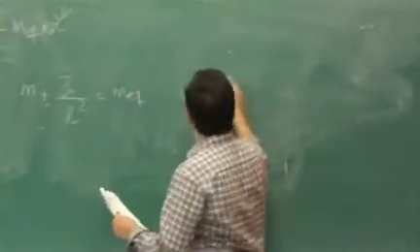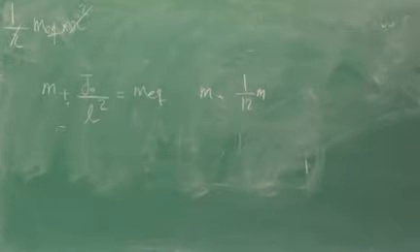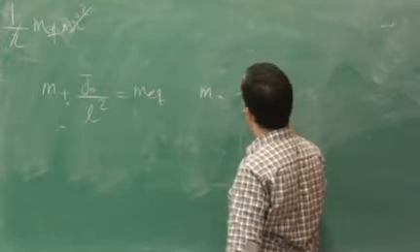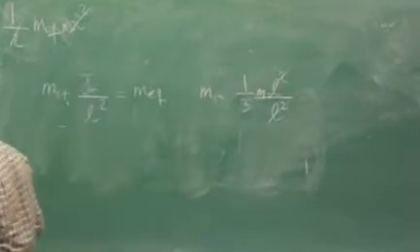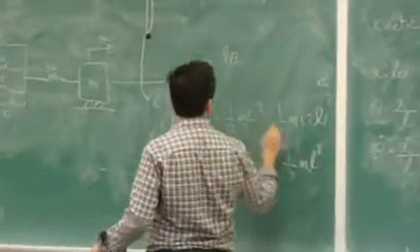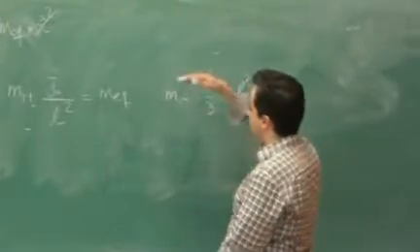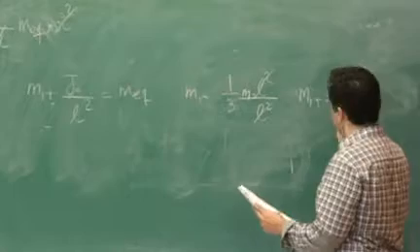J naught is 1/12 m L squared, where L is 2l. So it's going to be 4 divided by 12, which is 1/3 m l squared. I can cancel out these two. This is m2, the mass of the rigid body, the link. So m equivalent is going to be m1 plus m2 divided by 3.